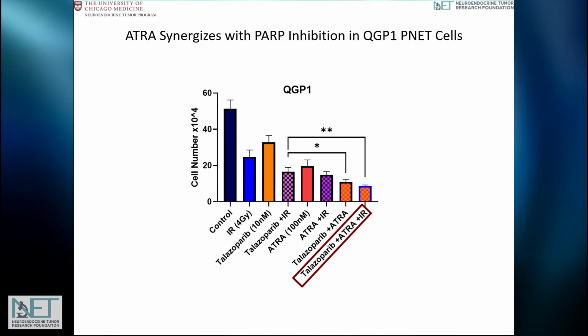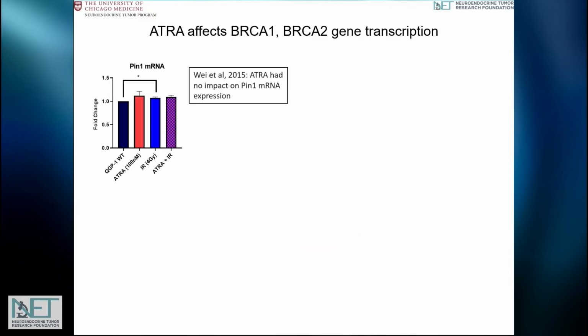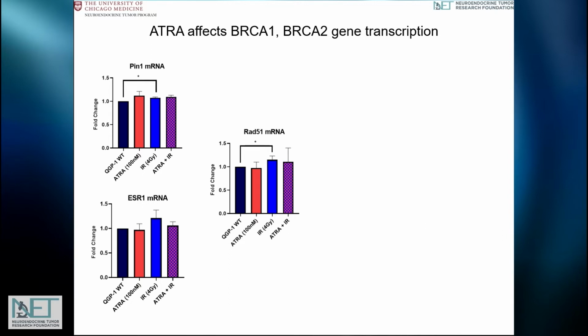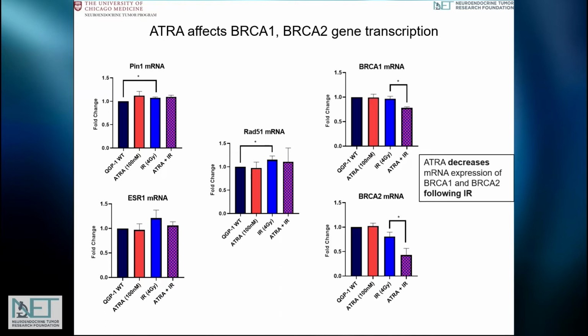When we combined talazoparib, a PARP1 inhibitor, with ATRA plus IR, we saw that there was a significantly lower viable and total cell count compared to talazoparib plus IR alone, suggesting again that ATRA has a synergistic effect with IR and talazoparib. We then looked at PIN1 messenger RNA expression in ATRA-treated QGP1 cells, and we found, like previously reported, that PIN1 messenger RNA levels don't change. ESR1 levels don't change. RAD51 levels didn't change with ATRA plus IR, but they did increase after IR, which is expected because of increased DNA repair.